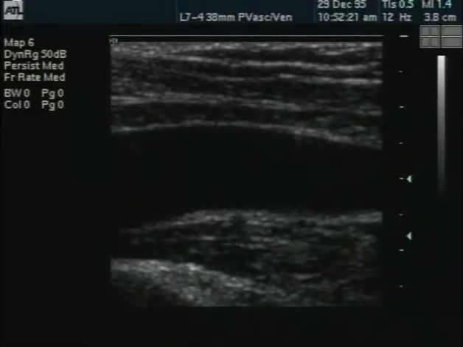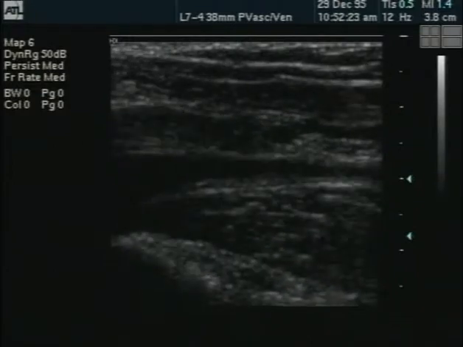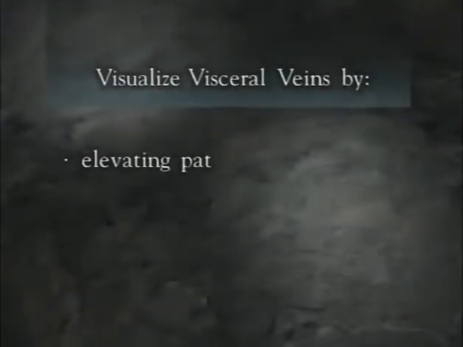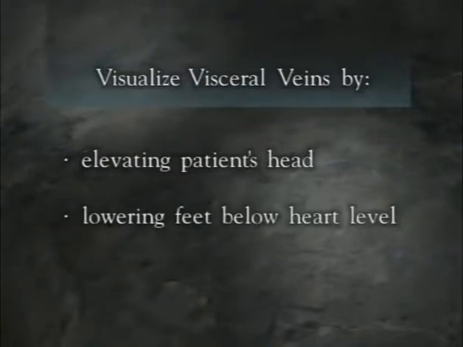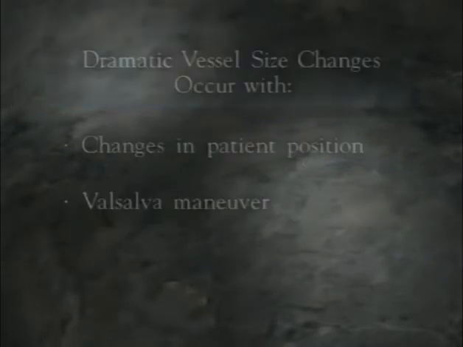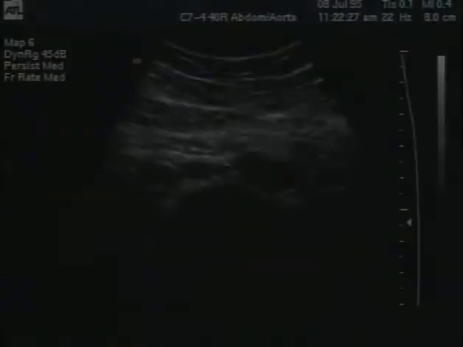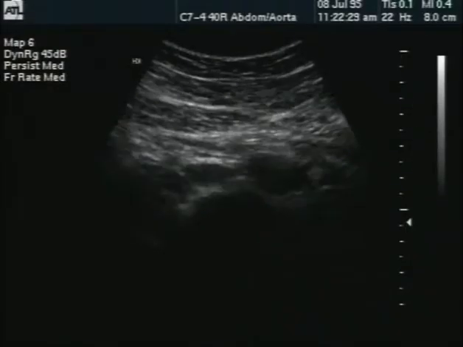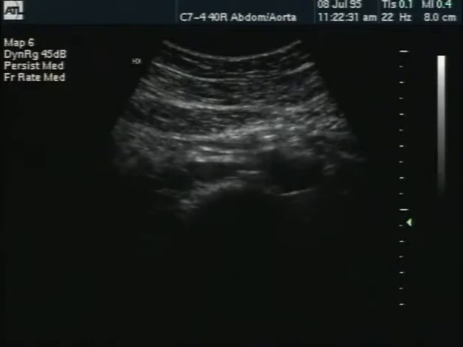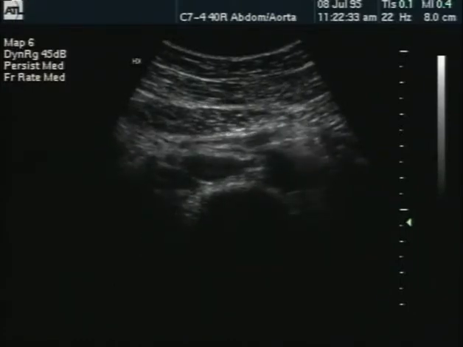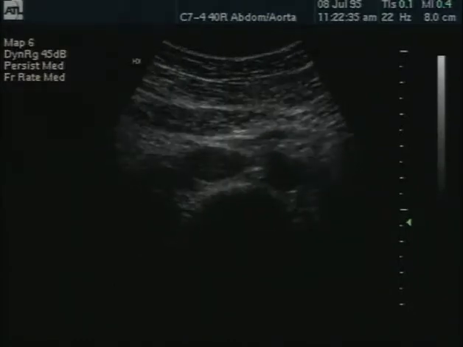The visceral veins can be best visualized if venous filling is prompted by elevating the patient's head and lowering the feet below heart level. Proximal compression of the vein by kinking, hematoma, or organ masses may also affect the size of the vein. If a segment of the vein above the area being imaged is compressed, flow will stagnate and the size of the vein will increase.